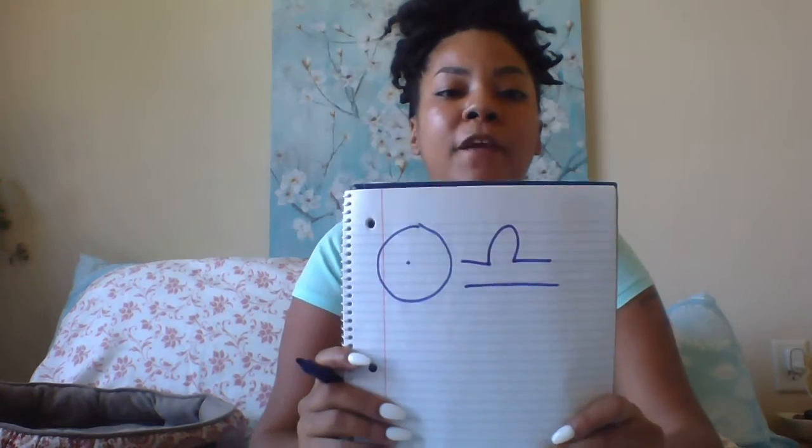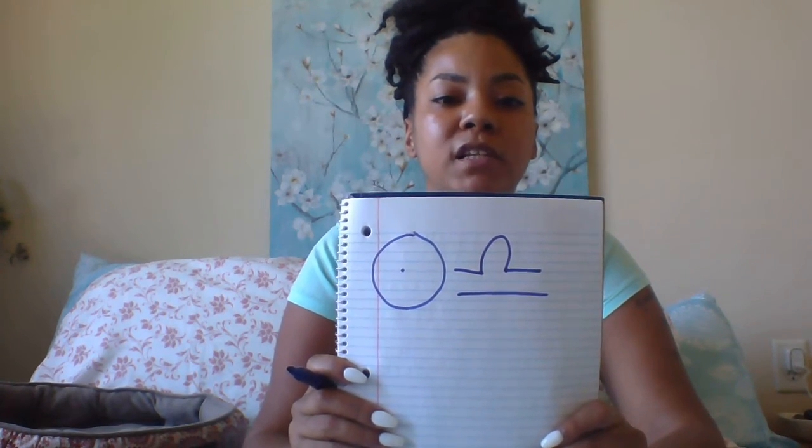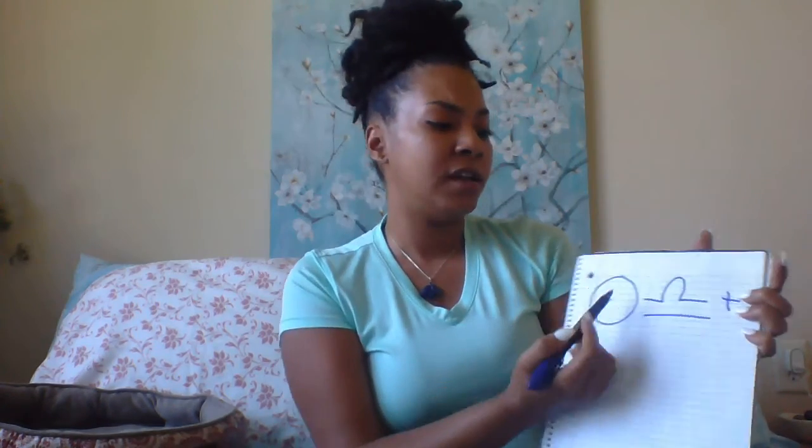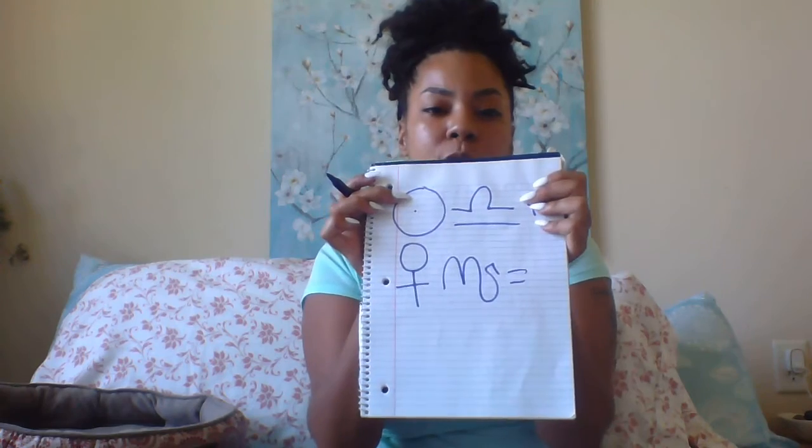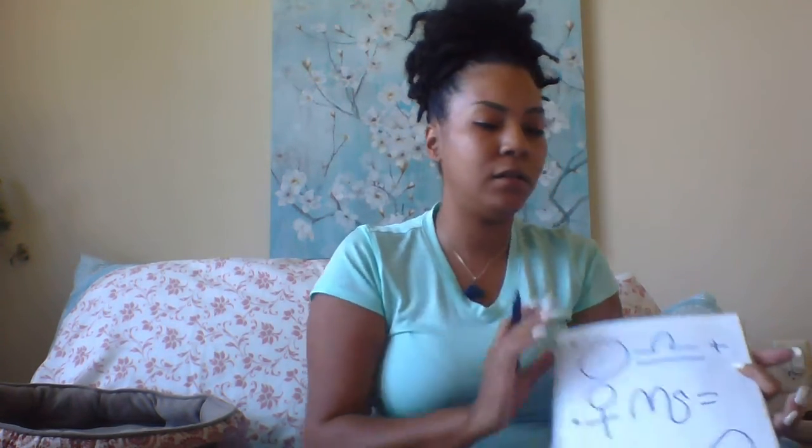So that is a sigil. The Sun is going to be in Libra, and what I'm going to do is add the Sun in Libra plus Venus in Scorpio. Now we will solve. Equals, what do I want it to equal? An infinite amount of abundance.